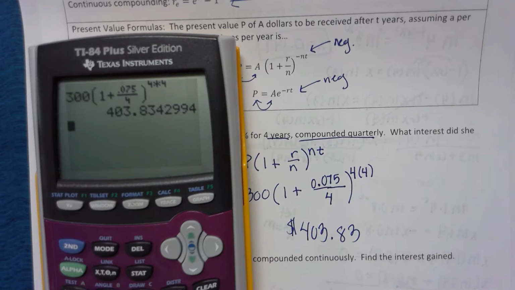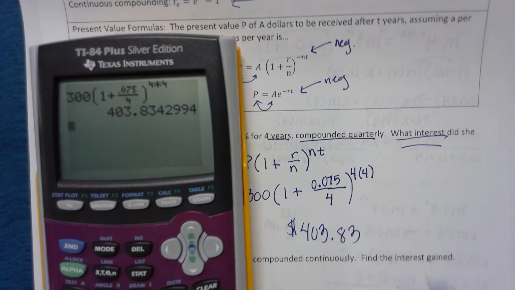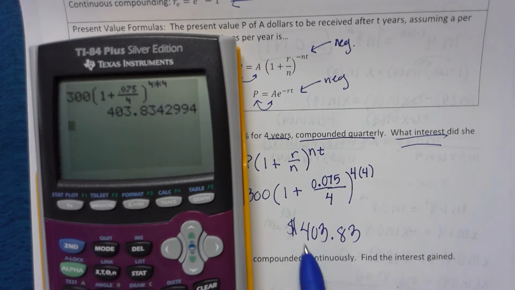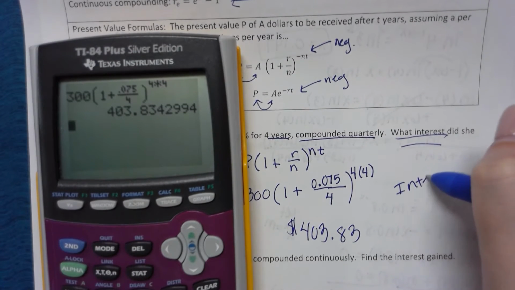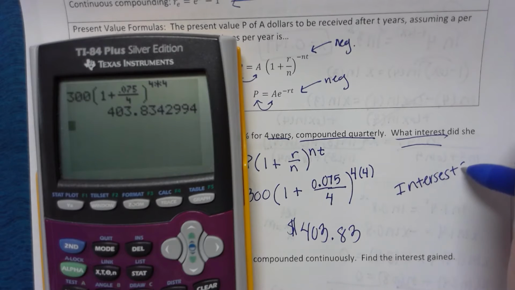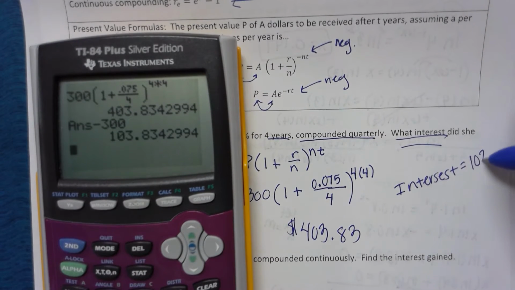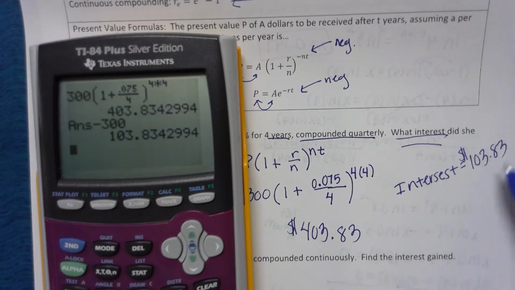Now the question didn't ask how much she'll have in 4 years, it's saying what interest did she earn. So this is, she invested $300, she now has a total of $403. So that means the interest that she earned would be 103.83. That's the amount of interest she earned. She put in $300. This is how much she has now, so she gained $103.